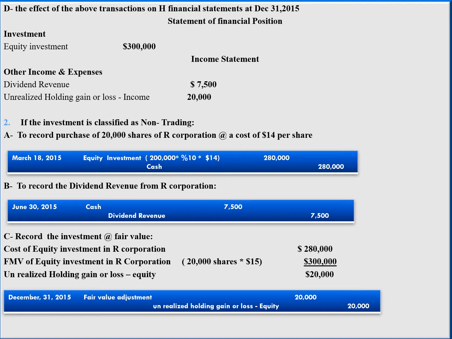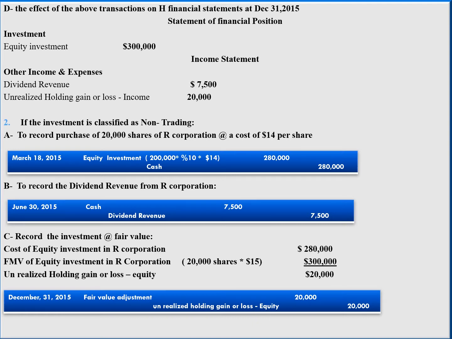Income statement. اتفقت هنا ان الاكويتي investment held for trading ده معناه ايه يا شباب؟ ان ال unrealized holding gain or loss is considered part of the income statement. يا شباب هاجي في ال income statement under other income and expenses يظهر عندي يا شباب dividend revenue $7,500, unrealized holding gain or loss income $20,000.